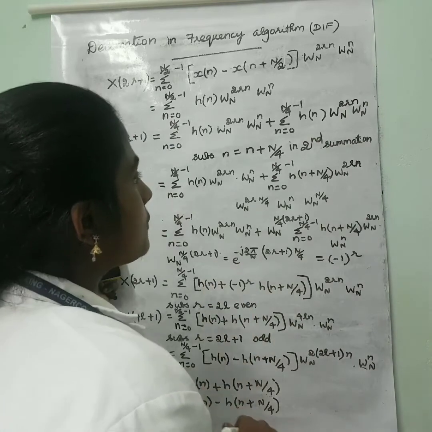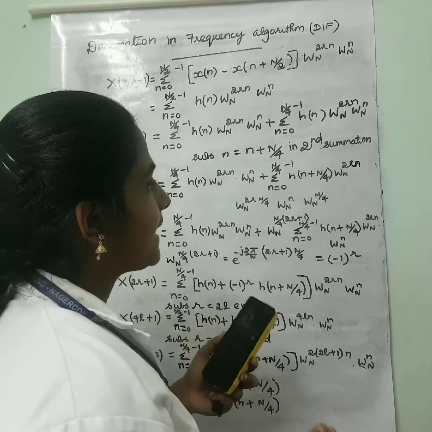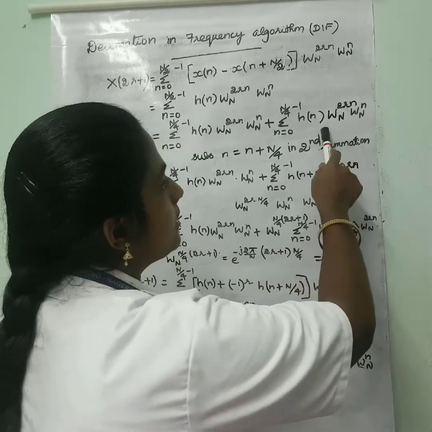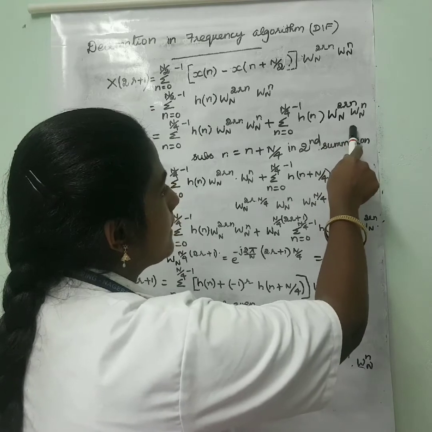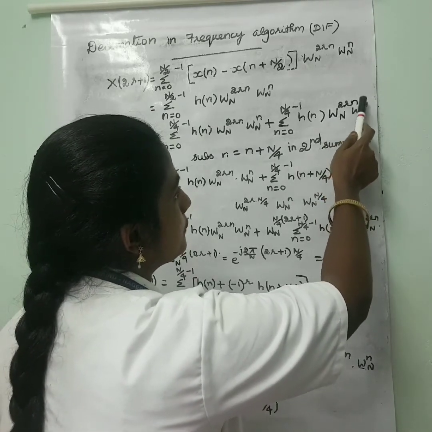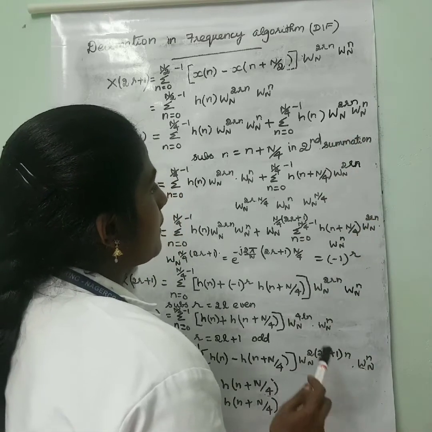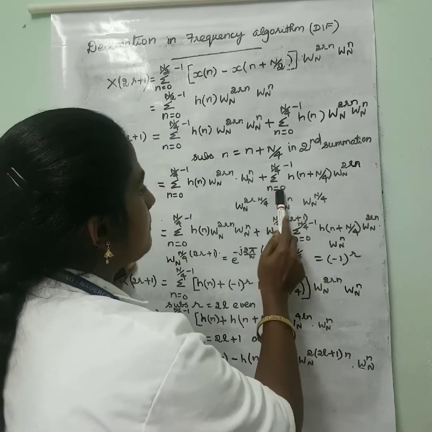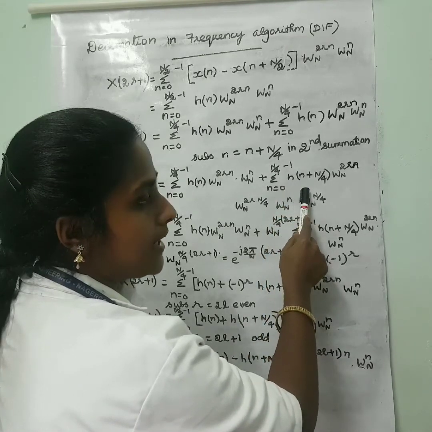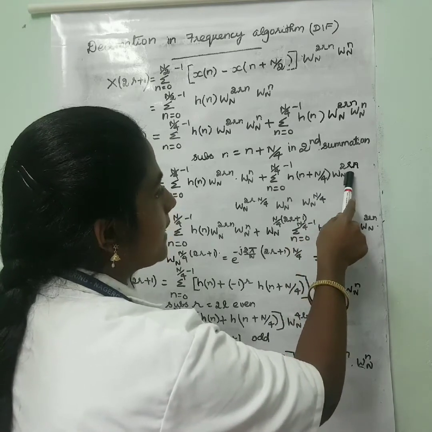Next, substitute n is equal to n plus N by 4 in the second summation. In this second summation you have to substitute n is equal to n plus N by 4. In the twiddle factor also, in the nth place of the twiddle factor, you have to substitute n is equal to n plus N by 4. So you will get summation n is equal to 0 to N by 4 minus 1 of h of n plus N by 4 into W_N power 2rn.